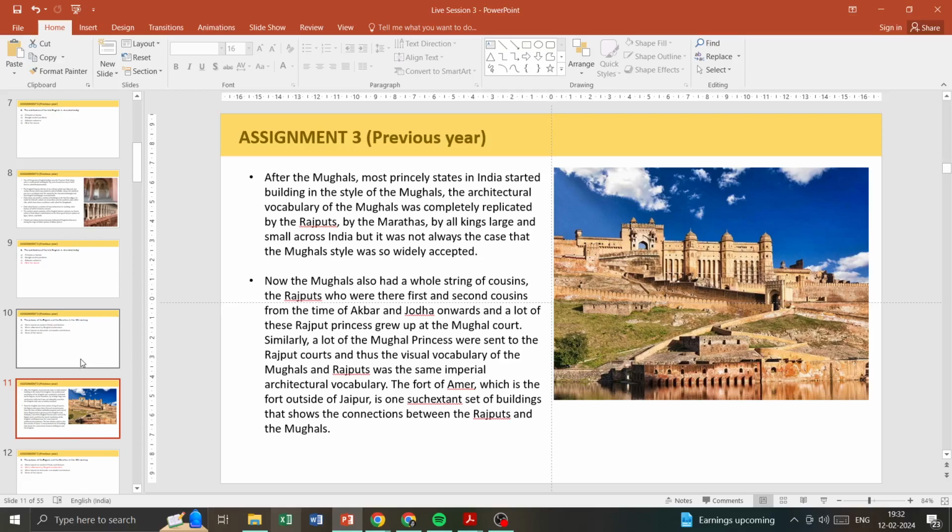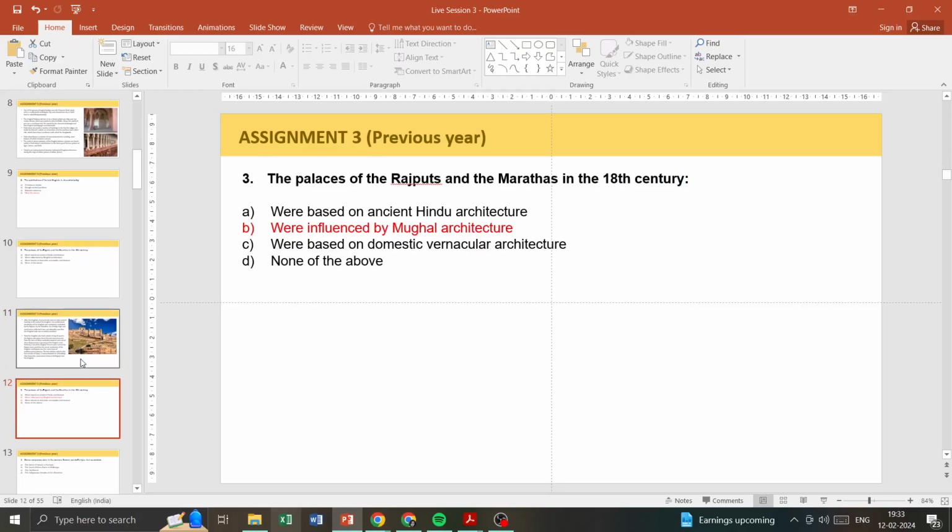Although Rajputs and Marathas incorporated the Mughal style in their buildings, not everybody else incorporated that style. The reason Rajputs incorporated it heavily was because Mughals and Rajputs had a good relationship from the time of Akbar, because Akbar was married to a Rajput princess, and a few Mughal princes were sent to Rajput courts, which led to an exchange of ideas, and this is why they had a similar vocabulary. This is an image of the Fort of Amer located on the outskirts of Jaipur. It is an example of a Rajput building heavily inspired by Mughal architecture. So our answer is that the palaces of the Rajputs and the Marathas in the 18th century were influenced by Mughal architecture.